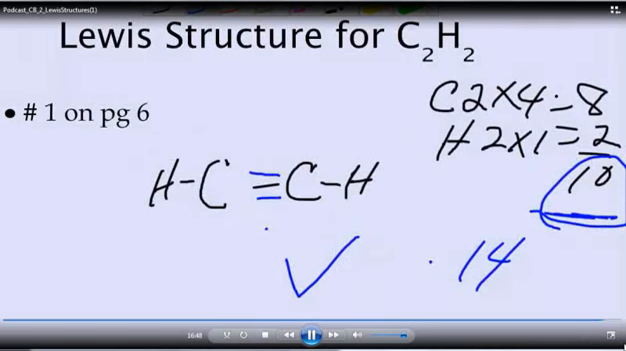Okay, so what you need to do now is finish page 6, and we'll move on to the next podcast, which will look at how we determine the molecular shape, molecular geometry.